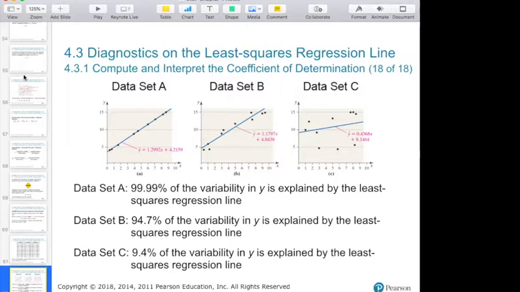So looking at these 3 sets of data, we're not typing them in because we've already got them graphed here for us. Notice in data set A how tightly aligned those points are. That line goes through or touches every point in that scatter plot. And notice it tells us that 99.99%, sounds like a commercial, of the variability in y is explained by our regression line. So that variability follows the trend of the line.